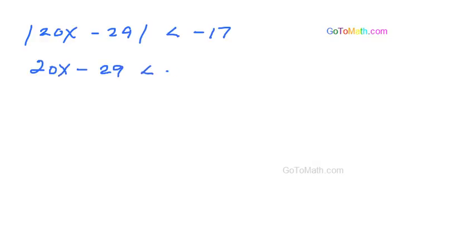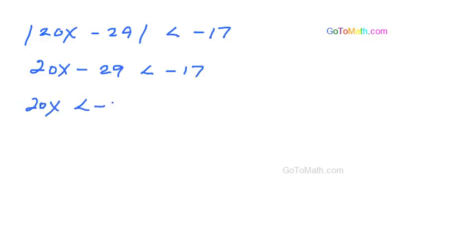magic board. I don't know why I'm calling it magic board. Alright, so we have the absolute value of 20x minus 29 is less than negative 17. Now we'll drop the absolute value bars and solve for x.